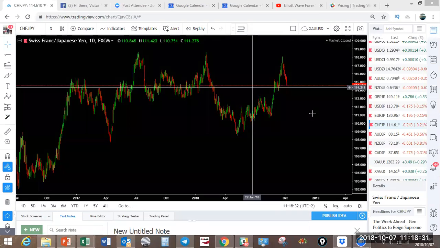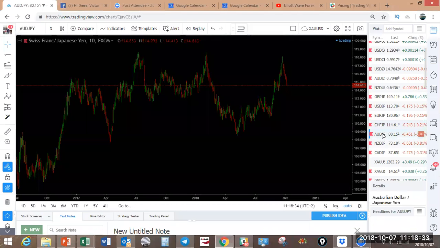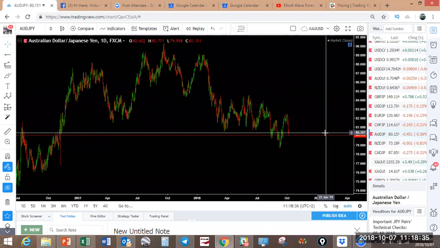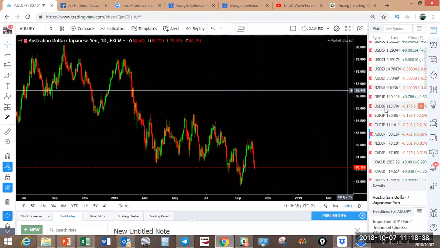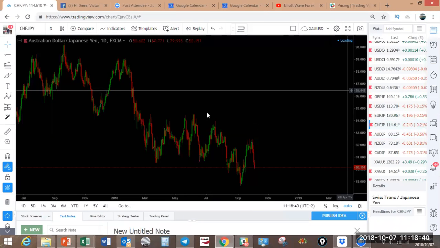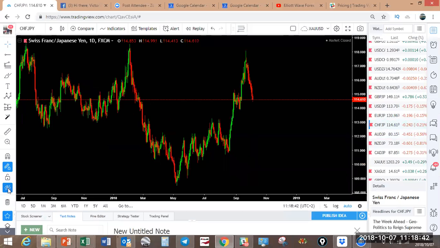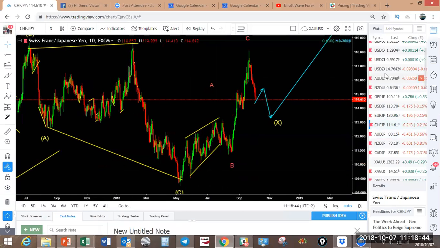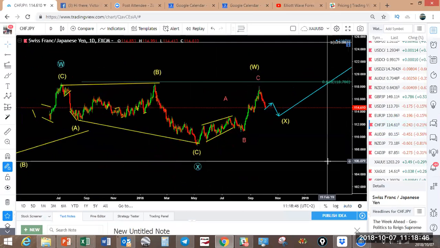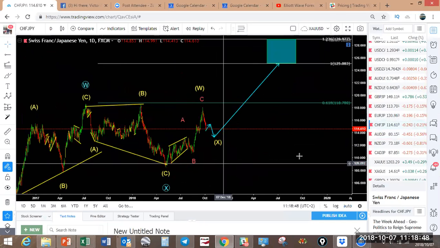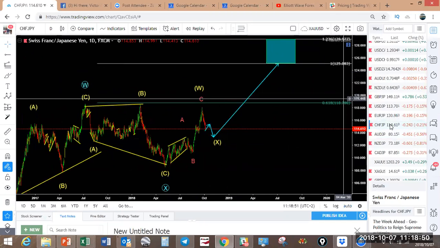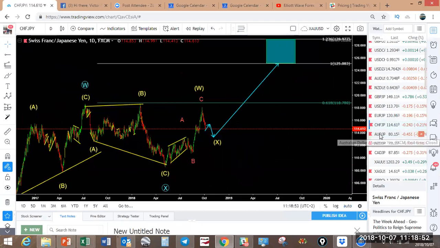So that's CHFJPY. AUDJPY has been going down with the other euro pairs. Let me just go back to CHFJPY. I don't think I showed you the labeling there. Just to show the numbers, for those who are interested in the numbers, those are the numbers that you have on that one. Okay, and then AUDJPY.